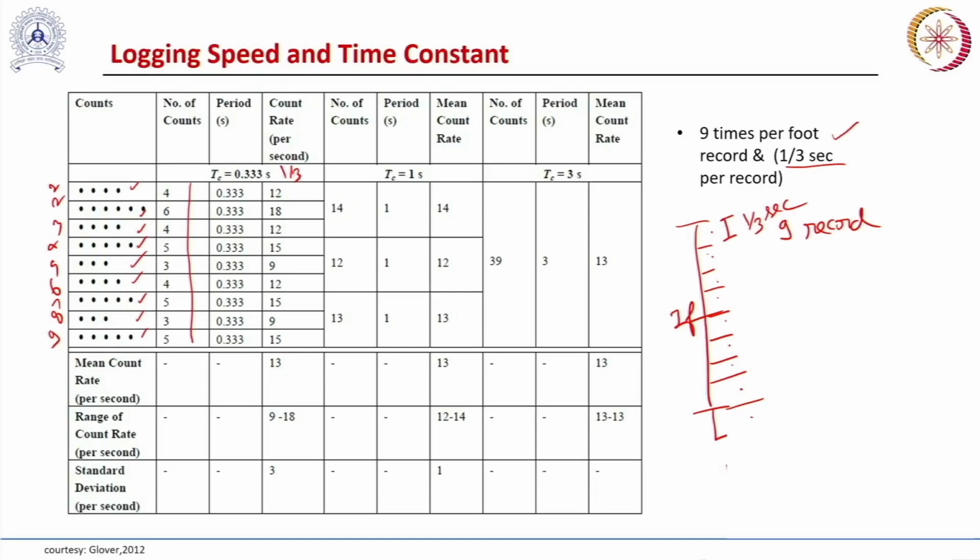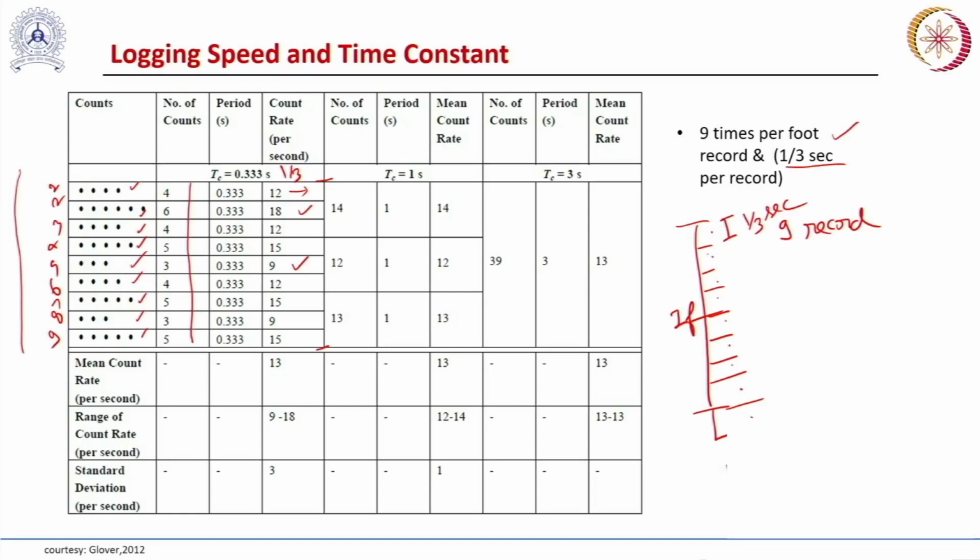That means the data is going to average every 1 by 3 seconds. So the time spent per record is the same as the time constant, so there will be no averaging done. You can see the first interval, the count rate will be 12 counts per second. Now in 1 foot interval of the formation, the count rate is varying from 9 to 18, and this 1 foot of formation belongs to the same formation interval.